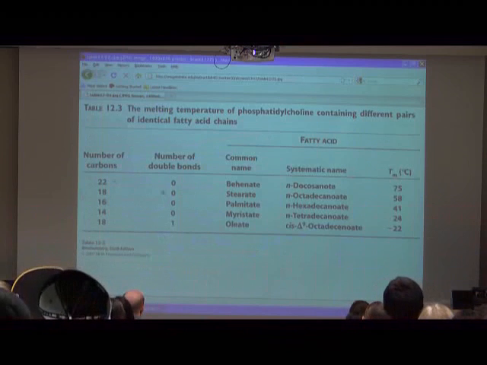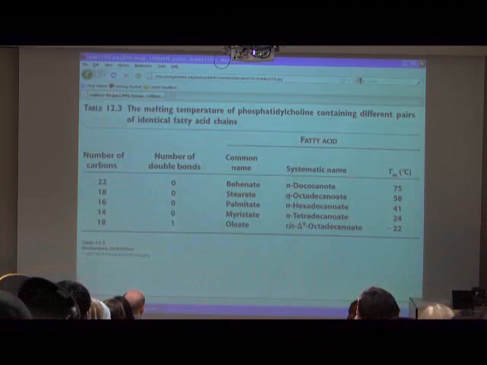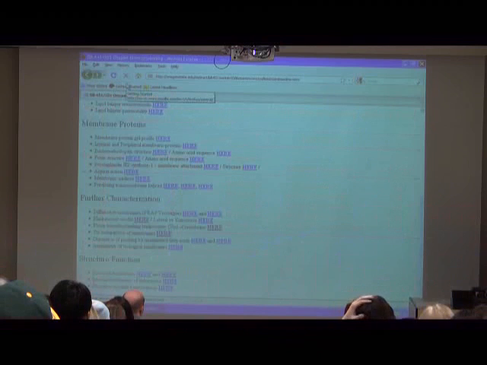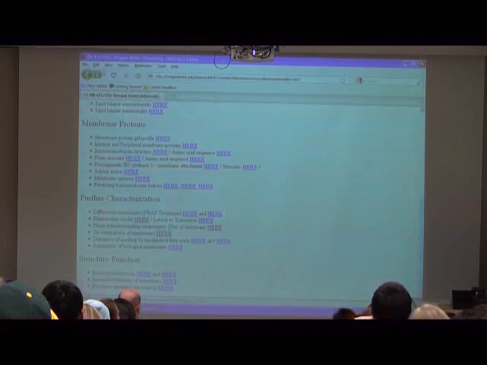There's just some various numbers. You can see the more unsaturated and the shorter, the lower the Tm, okay? Which is what I told you in words. Keep in mind these are fatty acids. Fatty acids are components of the glycerol phospholipids and the sphingolipids, okay? So they're not in there as free fatty acids. They're in there as components of those larger molecules.